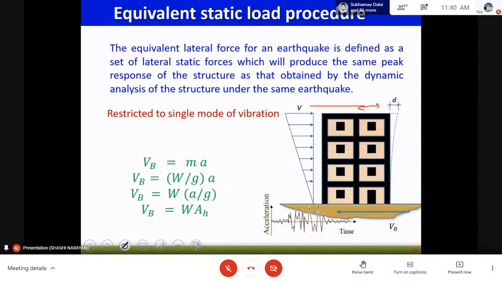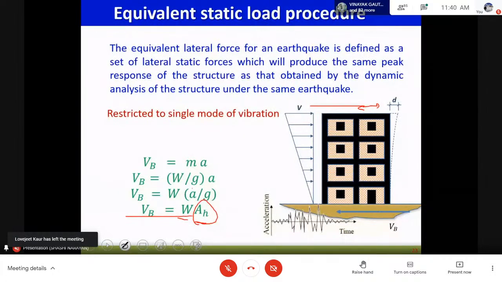So the total mass of the structure can be given by W by g, that is the weight of the structure upon g. So this can be made into W into A by g. What we have in our code is W into A_h, and for A_h we have our codal provisions. This W is the seismic weight. This is not the dead weight; it is the seismic weight, which is the probable weight that will be there when there is an earthquake.